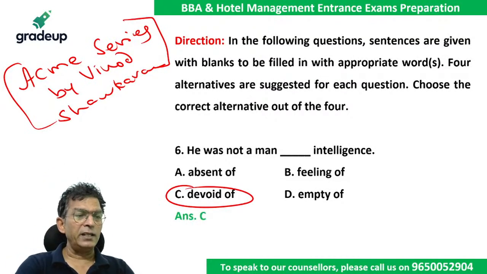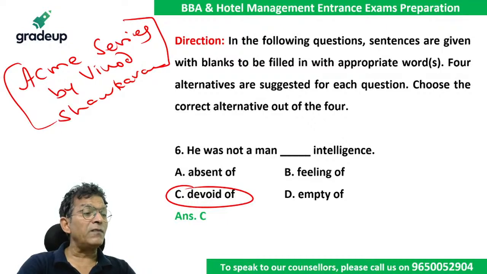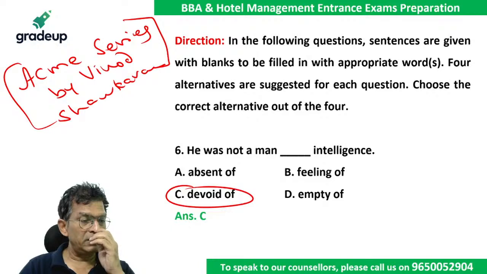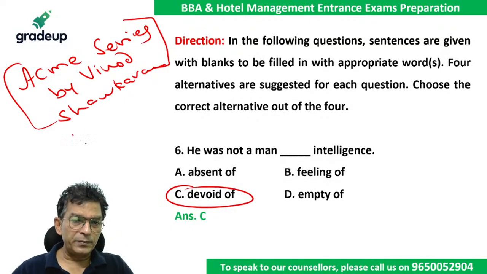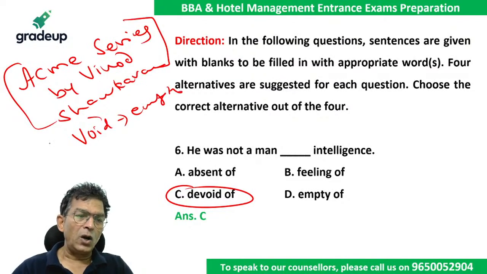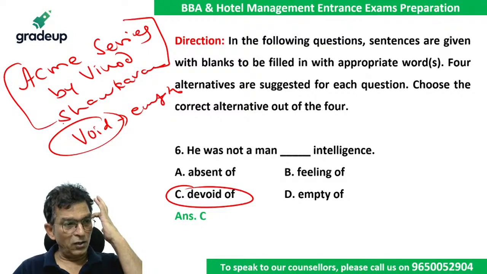Okay, C. ठीक है? अच्छा. Devoid का मतलब वंचित होना, not having. Devoid, not to have. Devoid is void. You know, void is empty. So devoid, not having something. Lack of. Absolutely.